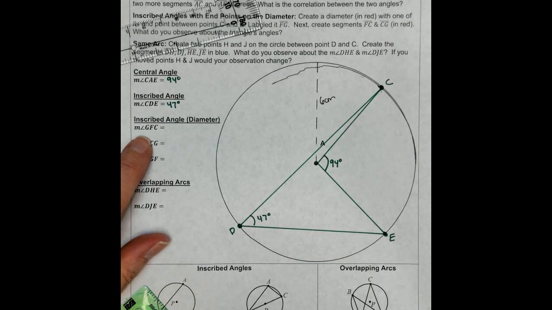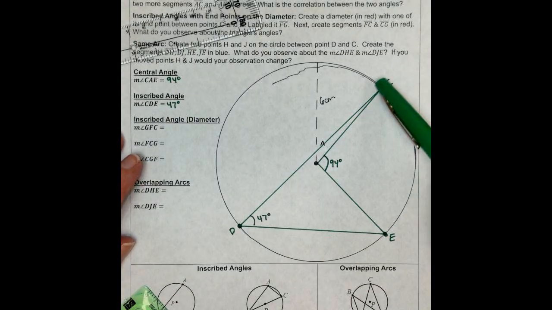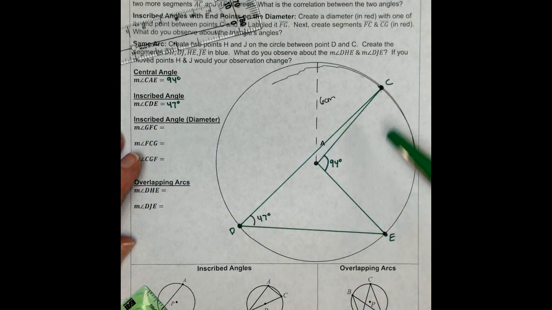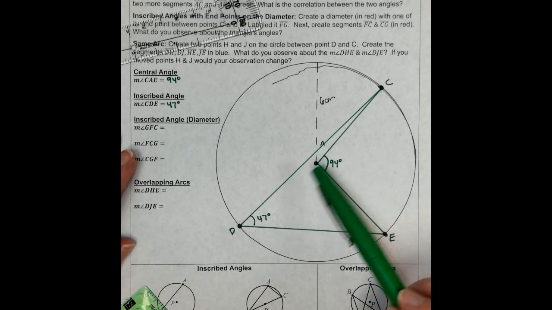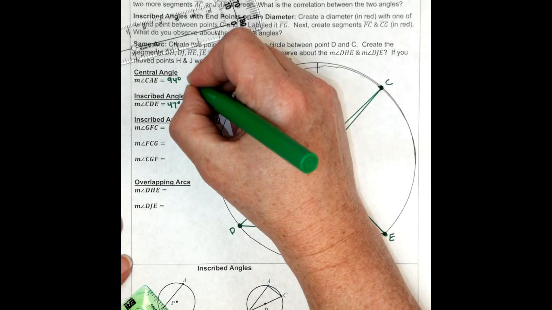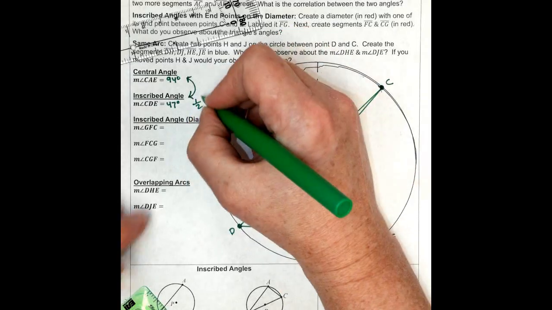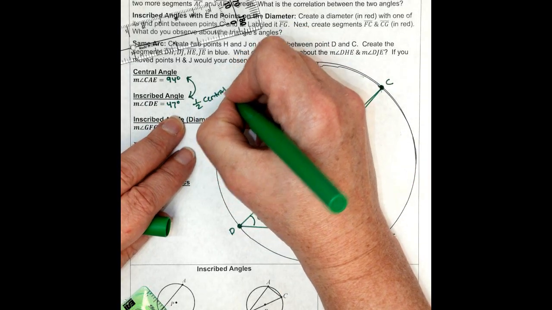Alright, so now let's see what we're doing here. Now we're going to build another one. This one's just an inscribed angle where my 3 points are on the circumference of a circle. And its relationship is half of the central angle.